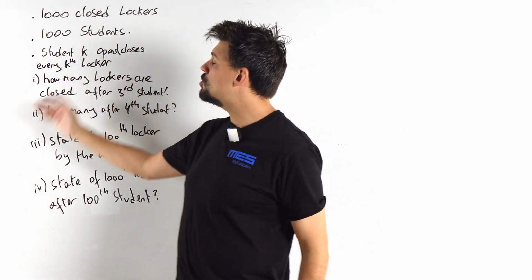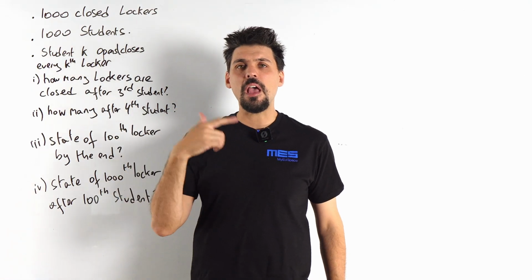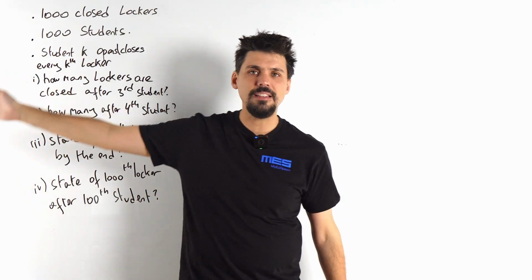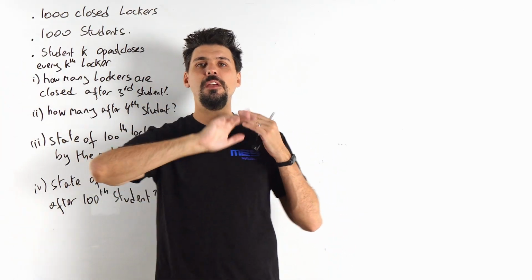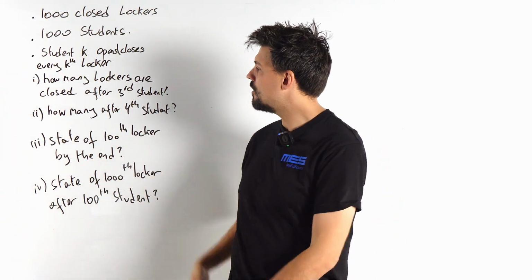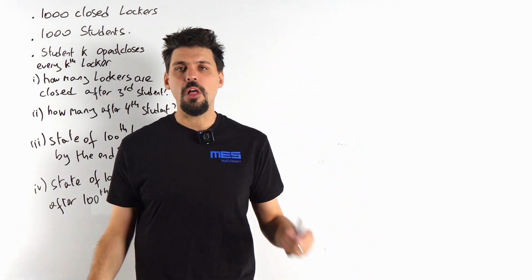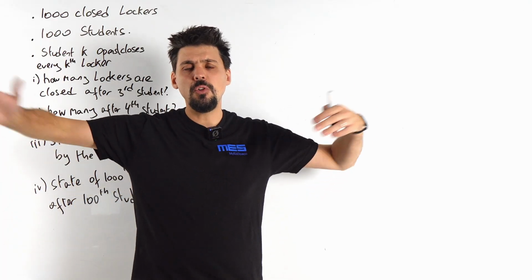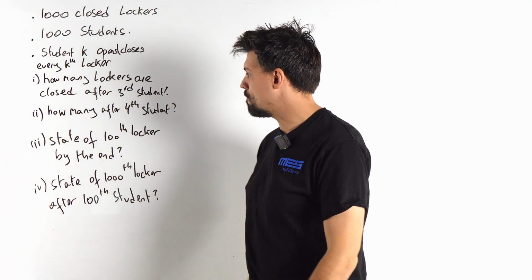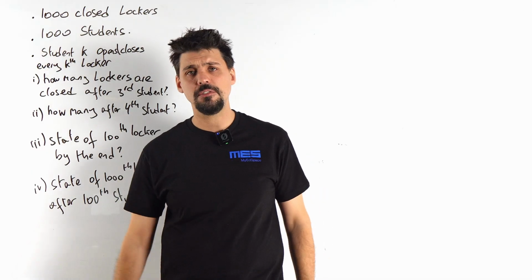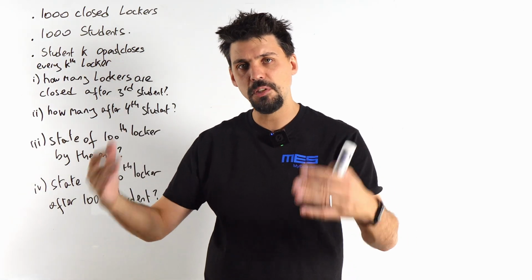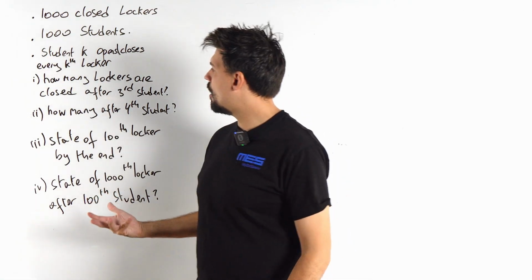All right? Student 2 will open or close every other one. So it will go along and lockers 2, 4, 6, 8, if it's open, they will close it. If it's closed, they will open it. Okay, and so on and so forth. The third student will open or close, depending on where it's at, every third locker until all 1,000 students have gone through. So an easy one is the 1,000th student will only open or close the 1,000th locker. Simples. Okay, and that's what's going on.